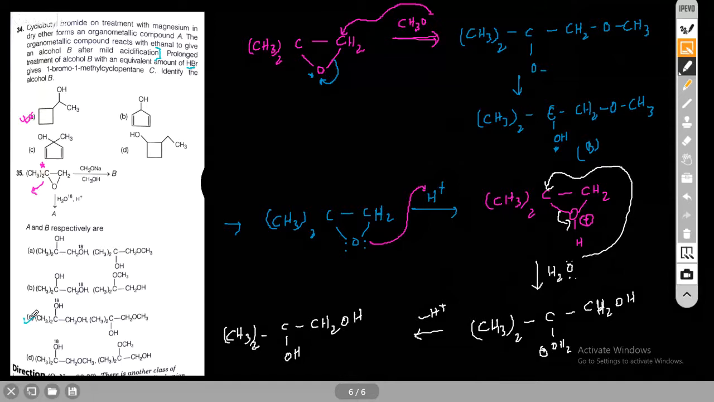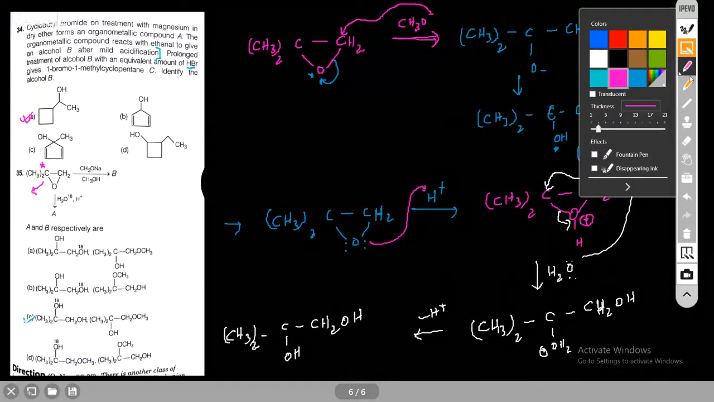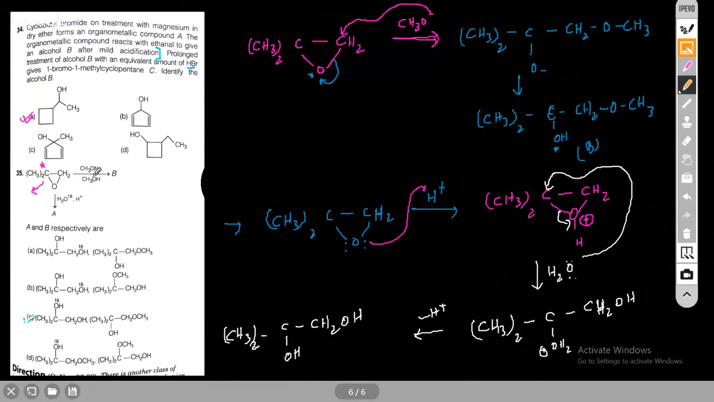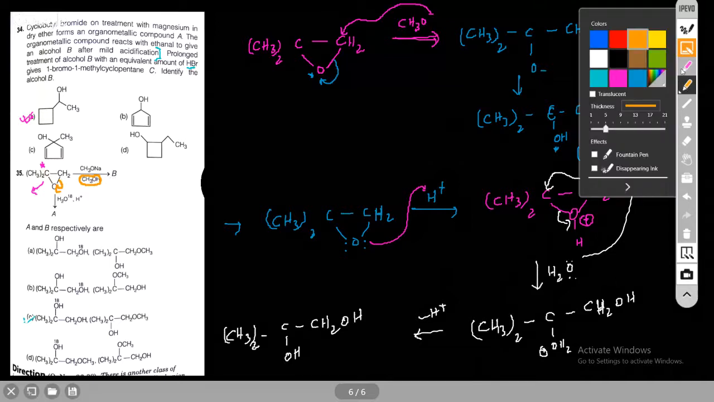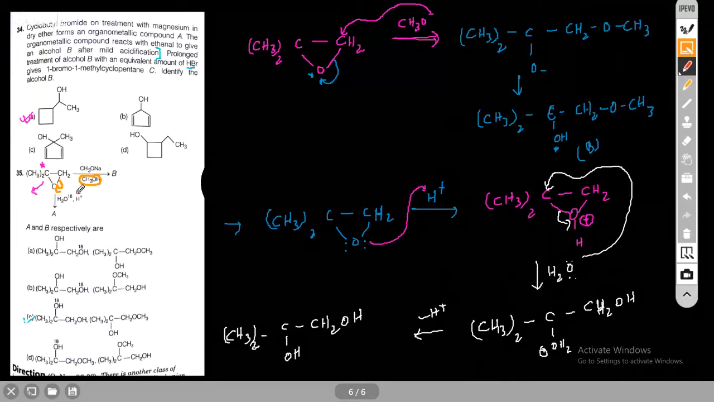Option C is correct here. So in short, what you have to keep in mind in this kind of reaction: if the medium is basic, the ring opens off from the less hindered side, from this side. If the medium is acidic, then the ring opens off from the more hindered side. That is what you have to keep in mind, nothing else. So option C is correct. Next.